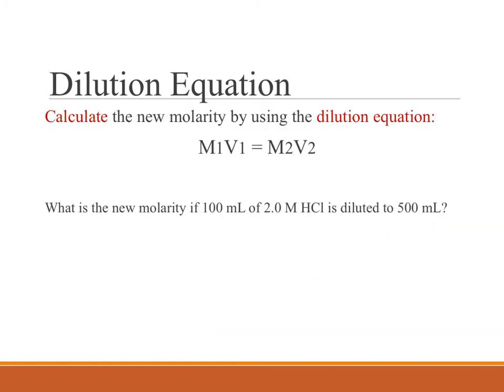So whenever you have a question about a dilution, you're going to be calculating a new molarity by using the dilution equation. And that equation says the molarity of your first solution times the volume of your first solution will be equal to the molarity of the second solution times the volume of the second solution. So these are all multiplication relationships of molarity and volume.